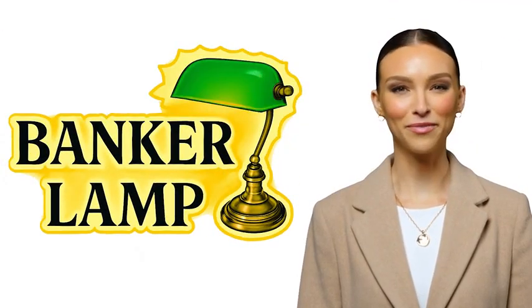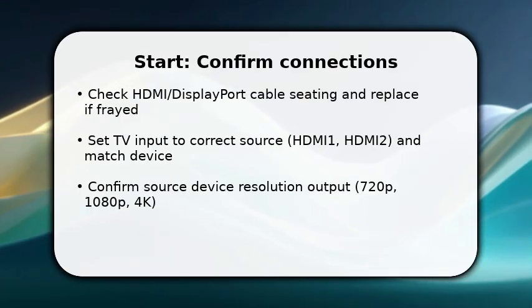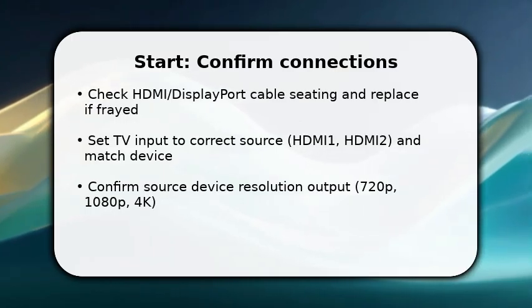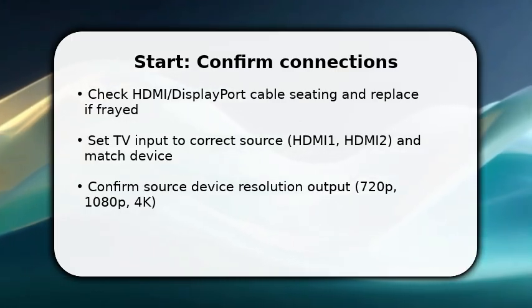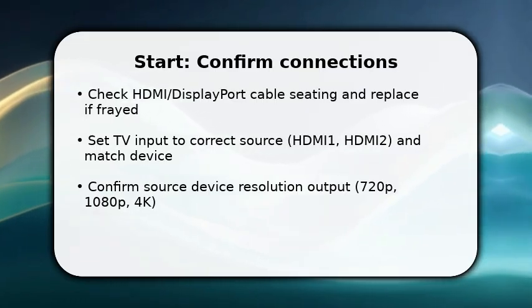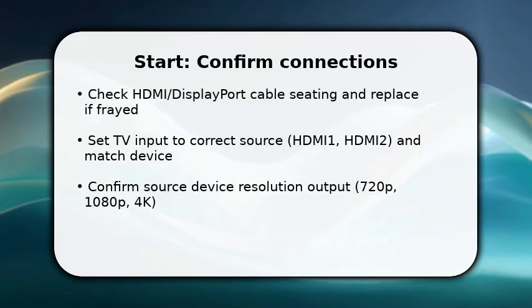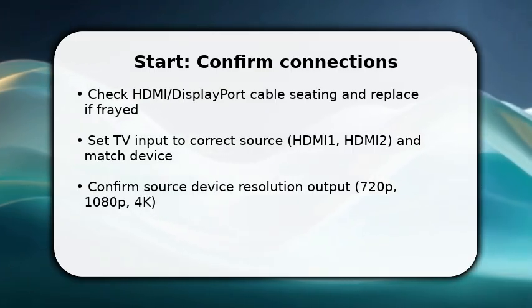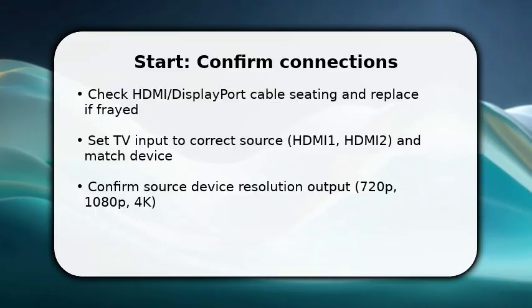Please enjoy the video. You begin by verifying physical links and outputs so the display can accept a clean signal. Firmly reseat or swap the HDMI cable. Damaged cables cause artifacts and wrong resolutions. Once done, make sure the TV input matches the device port you used.